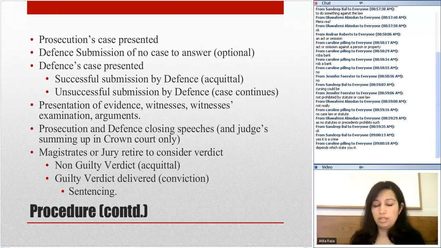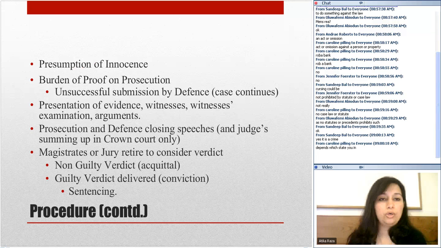When the jury or the magistrate come out with a not guilty verdict, then your accused is acquitted, of course. But if they come out with a guilty verdict, then there's going to be a conviction, which means he's a convict now. He's not an accused anymore. He's a convict. After that, in the end, sentencing proceedings go on, and the court decides what kind of punishment the convict should be serving: how many years in imprisonment, how much fine, and so on and so forth.